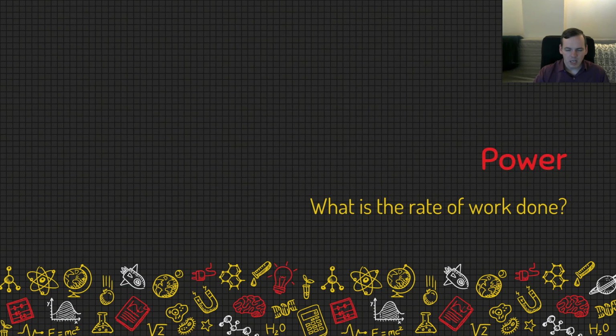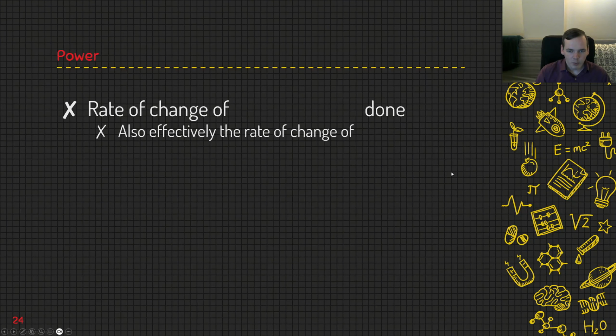In this video, we're going to talk about power, which is an important concept in physics, because it's one of these words that gets used a lot, but has a very specific meaning in physics. So power is the rate of change of work done. That means it's also effectively the rate of change of the energy of a system.